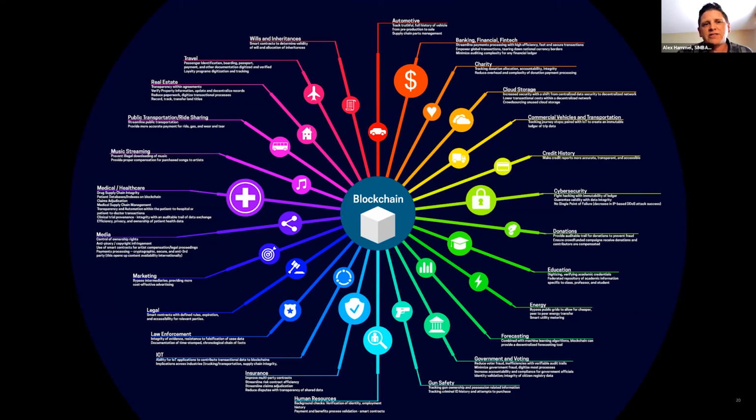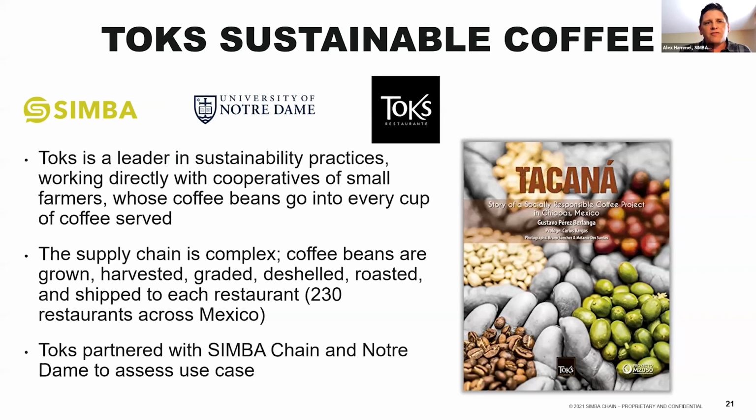So today, what I want to focus on is looking at some of the things that SIMBA has done with partners in order to build some blockchain applications. The first one that was an amazing project was the Taupe Sustainable Coffee Project.